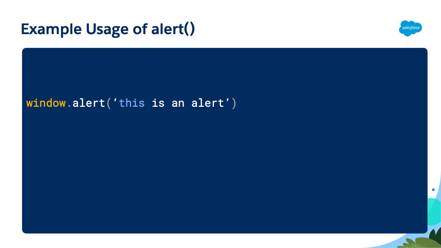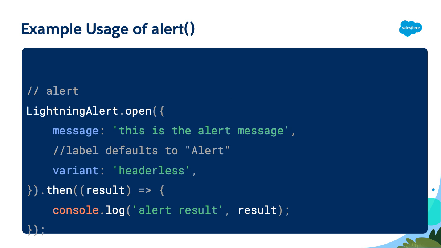Let's take a quick look at how these components work using the alert as an example. Here we're using the native alert API, which will not work in certain scenarios in the future when the browsers ship their breaking changes. If we adjust this to lightningAlert.open, this will leverage the new alert component and will work as expected. Let's take a look at these components in the browser.